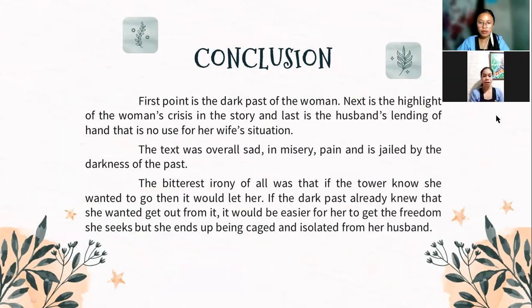The bitterest irony of all was that if the tower had known she wanted to go, then it would have let her. If the dark past already knew that she wanted to get out of it, it would be easier for her to get the freedom she seeks, but she ends up being caged and isolated from her husband.